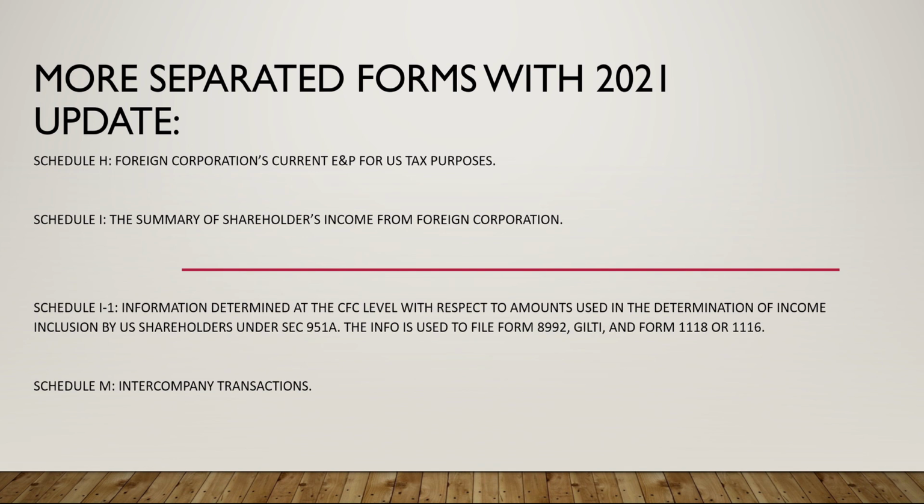Below are the forms with minor updates in 2021: Schedule H, Schedule I, Schedule I-1, and Schedule M. I have copied the major purposes of the forms here for your reference, but you can find more information on the IRS website. Notice that Schedule I-1 information is used to file Form 8992, GILTI, and some forms like 1118 and 1116 if applicable.